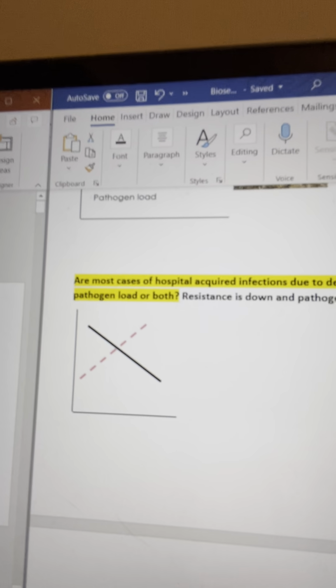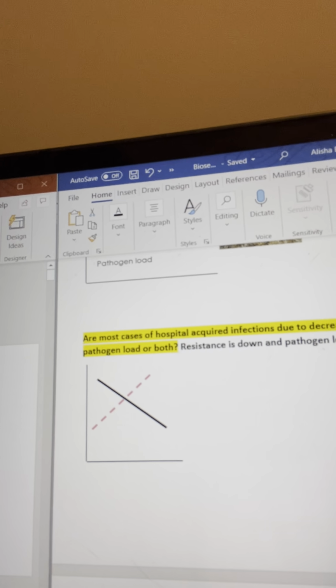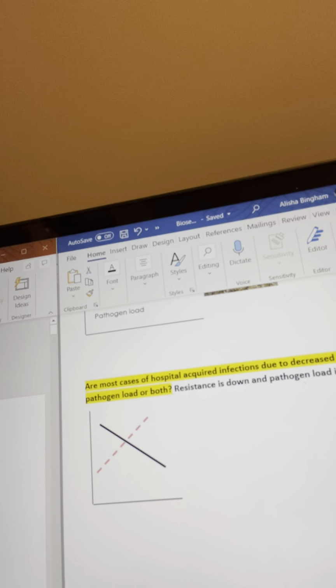So then we got into healthy animal versus herd relative to infectious diseases. If resistance is higher than the pathogen present, the animal will stay healthy. However, there can be a cross. When the pathogen load is getting higher, whereas resistance to the disease is getting lower, and it hits in the middle, that's when you get a sick animal. And then we asked, are most cases of hospital-acquired infections due to decreased resistance, increased pathogen load, or both? So here resistance is down. Here's our graph. Resistance is down, which is the black line, and then the pathogen load is up. Thus here you would get a sick animal.